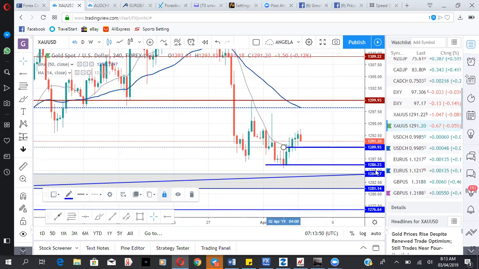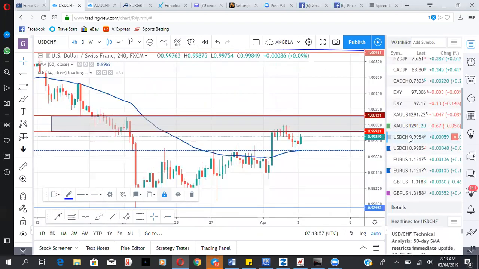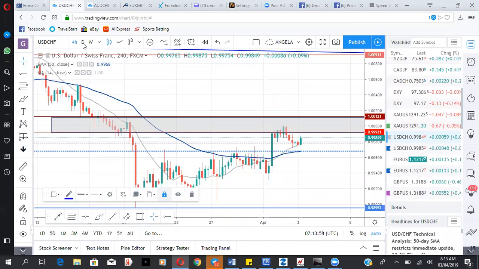1289.93, while your second comes in at 1286.23. So that out of the way, we move over to our next pair, which is USDCHF.